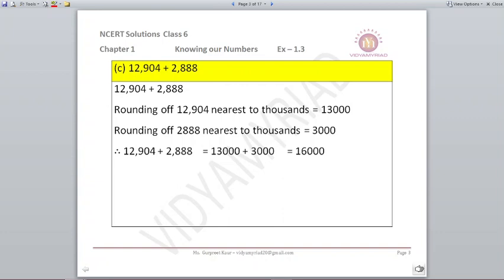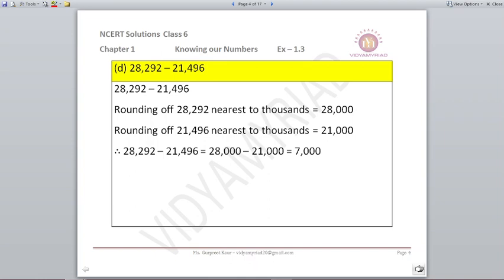12904 plus 2888. So we can convert it to the nearest thousands, which is easy. Now 12904, that means 904 is more than 500, so I will take the next number, it becomes 13,000. 2888, so 888 is also more than 500, so I will take the next number, that is 3000. So 13,000 plus 3000 gives me 16,000.